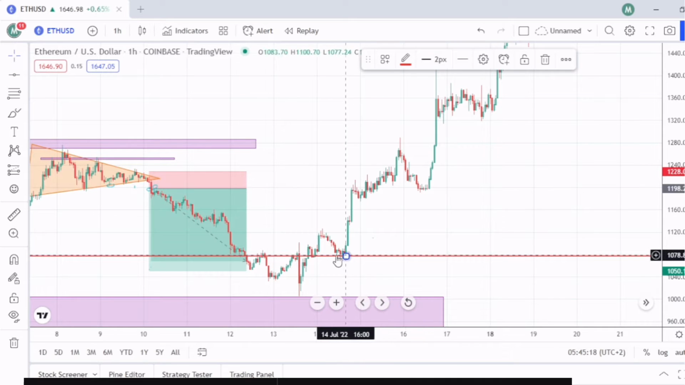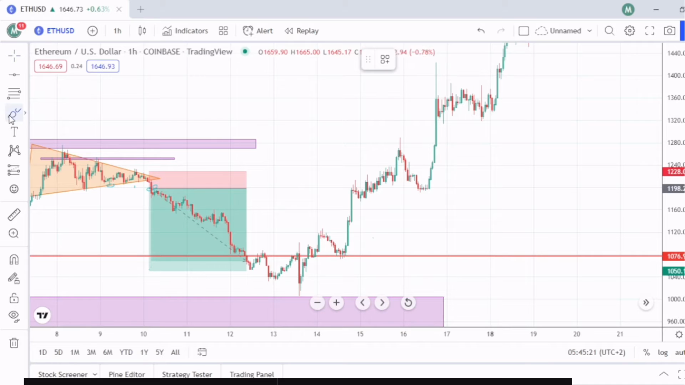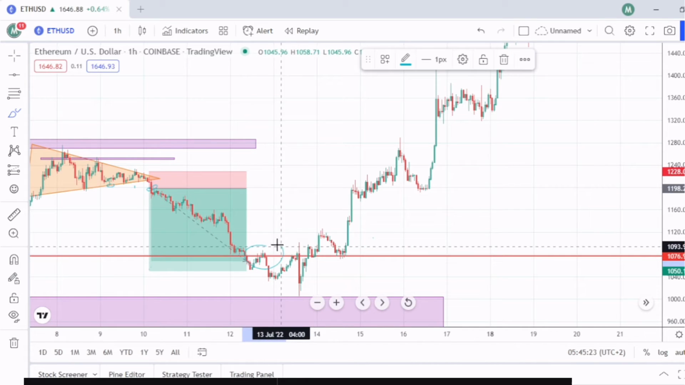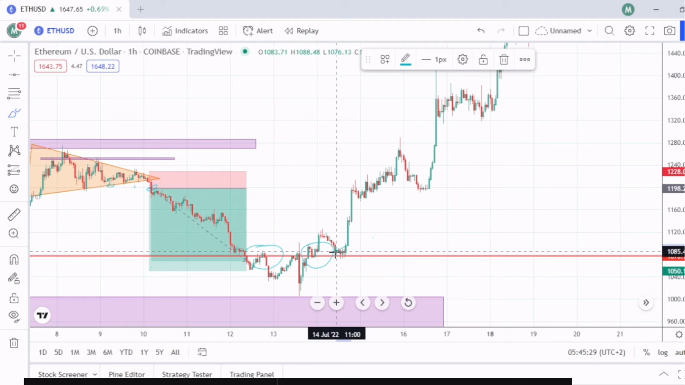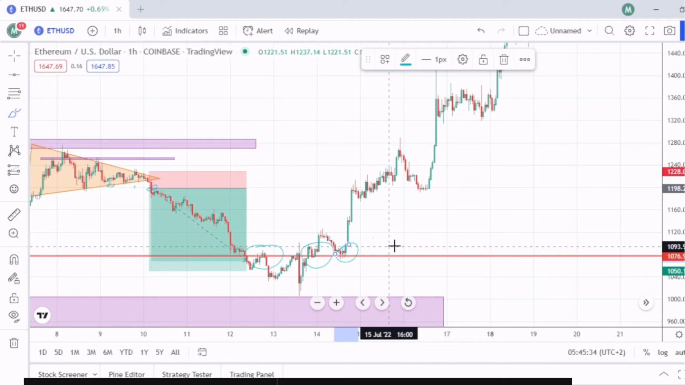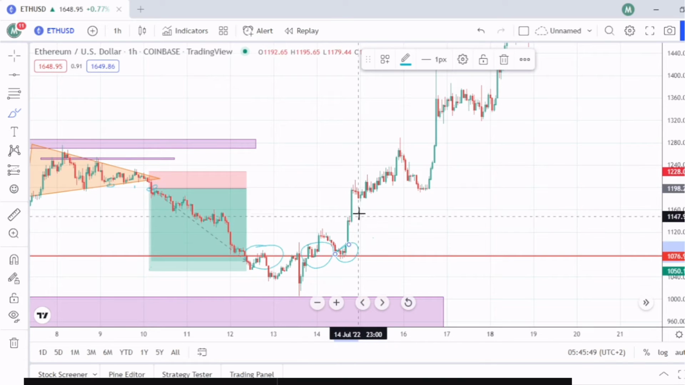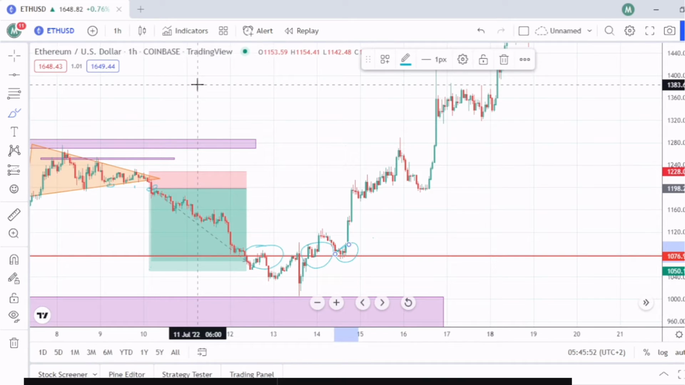is right there, and you can see that this region has other intersection areas where it served as resistance and also support. So this region is a region of interest. That pullback happens on a support or resistance level, so it's a valid pullback. So you enter from there once you've identified that the market is trending to the upside.